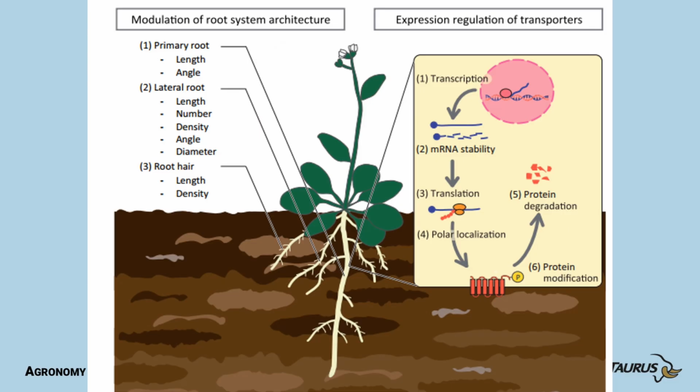And the plant can do a lot of things in the soil. It can change length and angle. It can change the numbers. It can change the density and length of the root hairs, and it does all those things genetically, through expression and regulation of transporters as well.